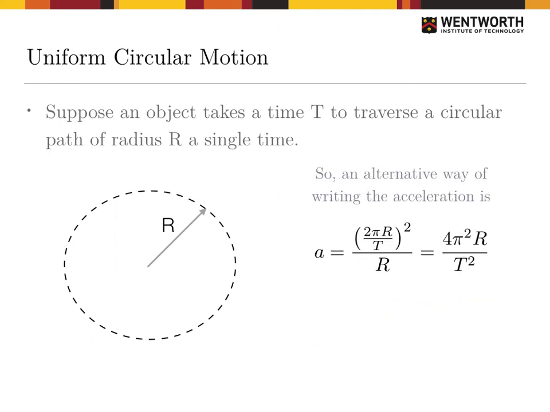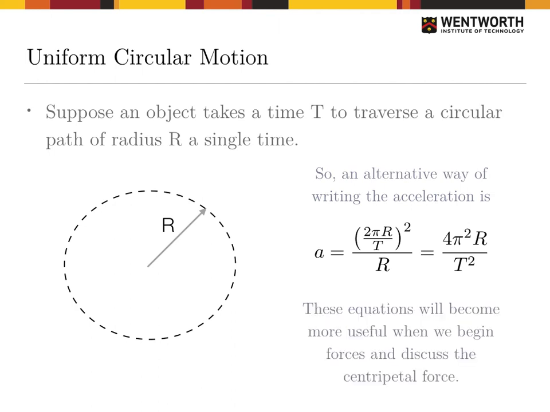Plugging this into the acceleration, we get a equals 4 pi squared r over T squared. These equations will be extremely useful once we get to the topic of centripetal forces.